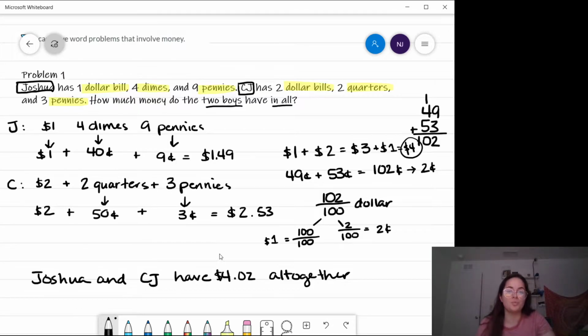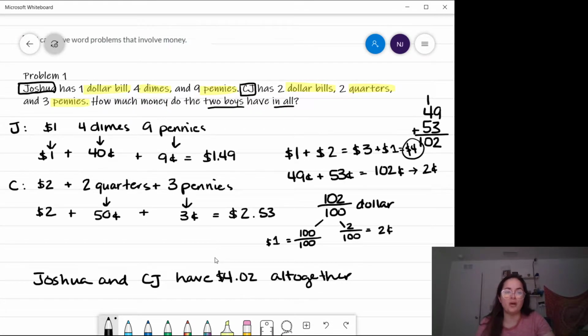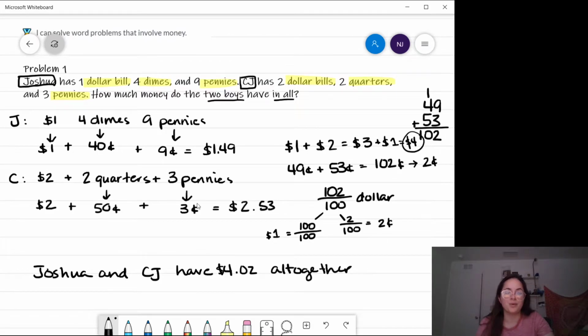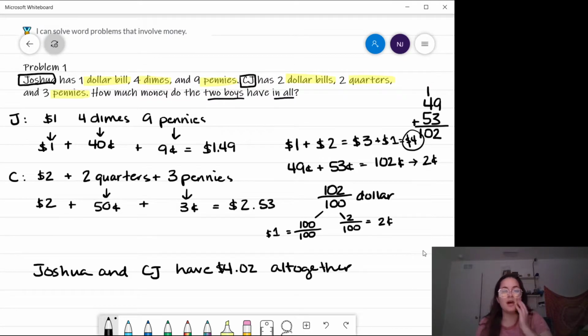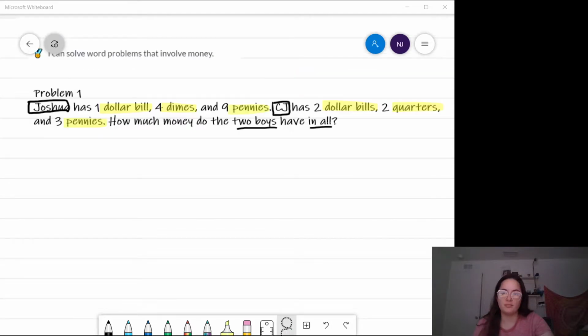Okay, so that is just one way to solve the problem. I kind of just added everything together individually and then took my two answers and added those together. I'm going to show you another way that you could have solved this problem. Okay, so another way we could have solved was finding out how much they have all together.